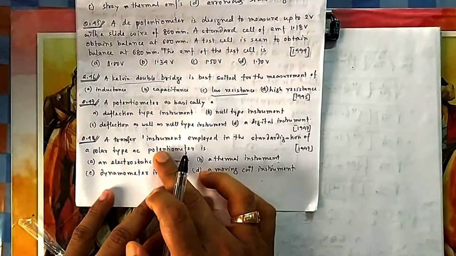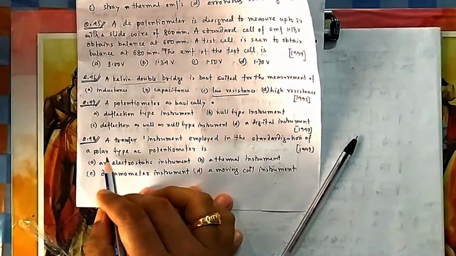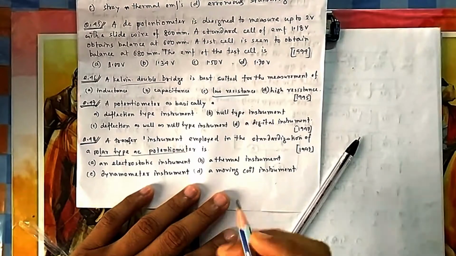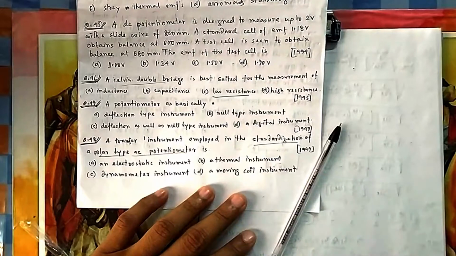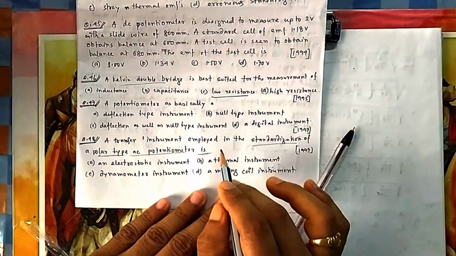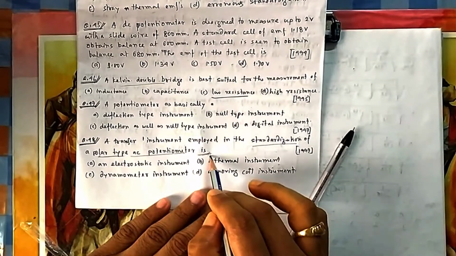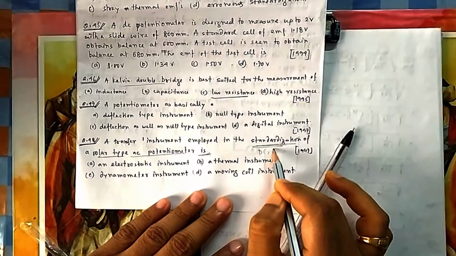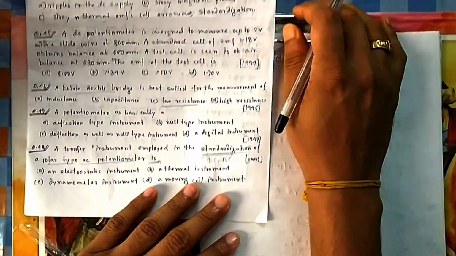48. The transfer instrument employed in standardization of polar type AC potentiometer. Now in AC potentiometer you have two types, one is of polar type. These AC potentiometers need to be calibrated. Standardization means calibration before you apply it. The difference between the AC and DC potentiometer is that DC measures only magnitude, while AC can measure both magnitude and phase. So before using you have to calibrate it, and that is known as standardization. This standardization is done for DC and AC both, first for DC, then for AC.